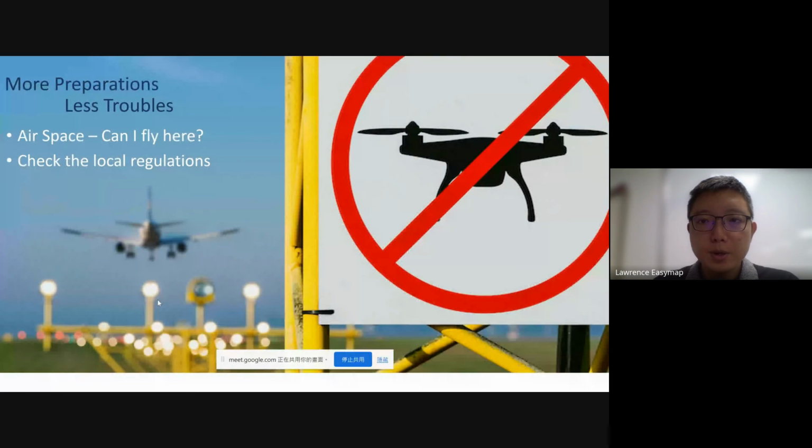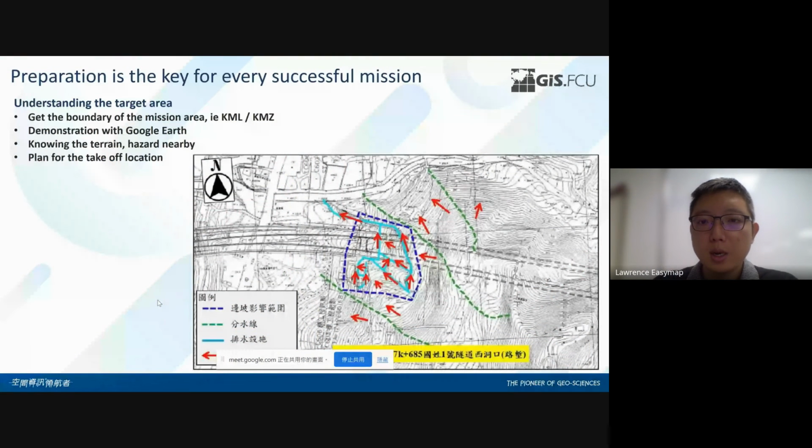For some of you, if you have UAV operating experience, you may have heard about airspace. So before I talk about how to take the pictures, I think I should remind you: if you want to learn how to create a 3D model or a map, you need to fly a UAV. First of all, you need to understand where you're flying. Are you flying legally?